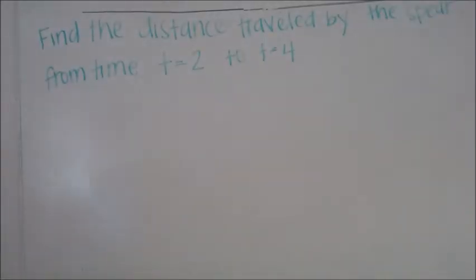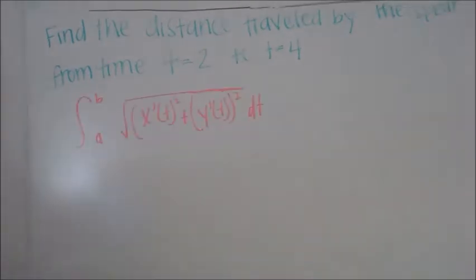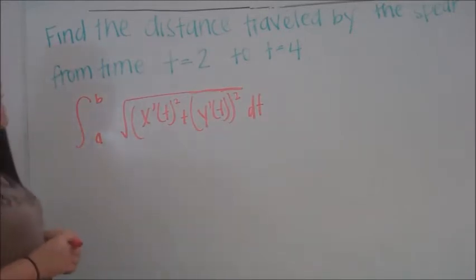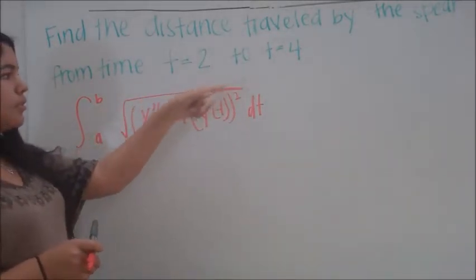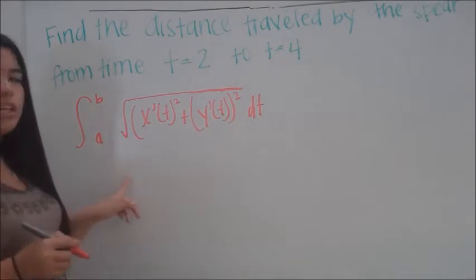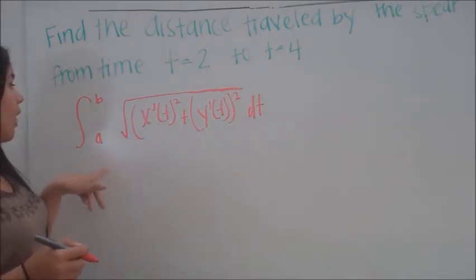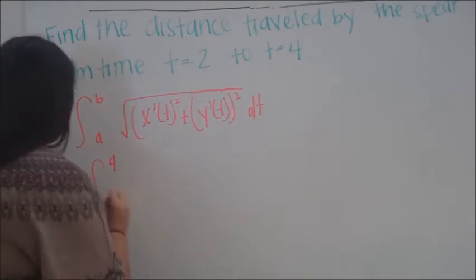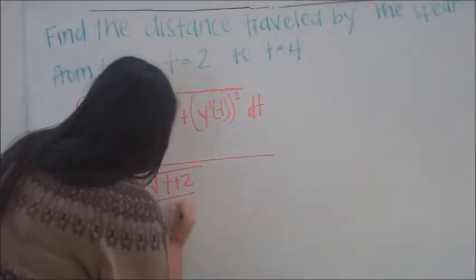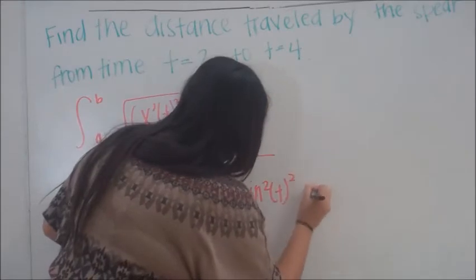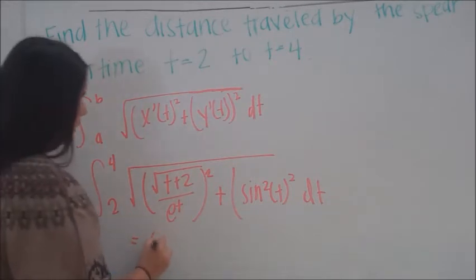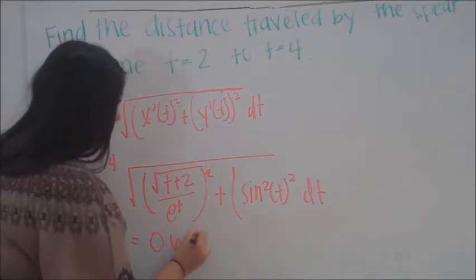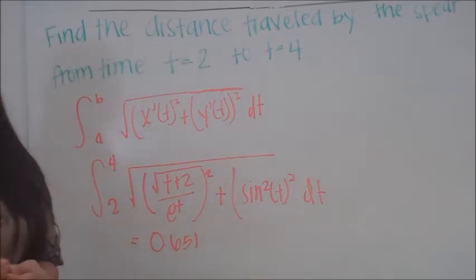Find the distance traveled by the sphere from time t equals 2 to t equals 4. Since it's asking us to find the distance traveled from time t equals 2 to time t equals 4, you take the integration of the speed equation. And make sure you square them. And your final answer would be 0.651 after you substitute it into the calculator.